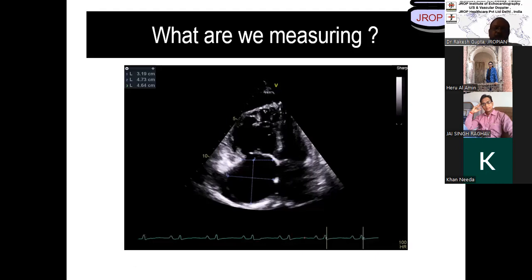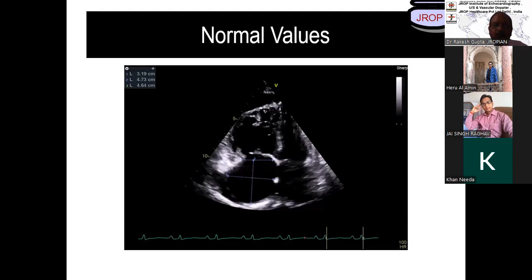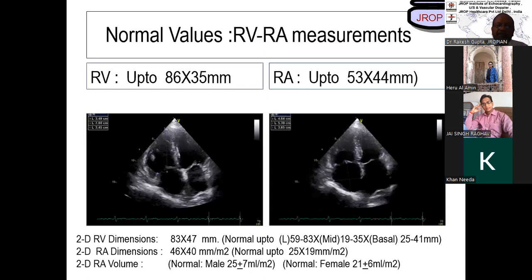Dilated, sir. And what is the maximum size for dilated? Do you remember the size? RA dimensions are 46 into 40 millimeters per meter square area. This is the only right ventricular segment where we do indexed RA dimensions, long axis and short axis. So this was 46 into 40 millimeters. No, I'm sorry, this is wrong, written over here. The absolutes are this, but the normal is only 25 to 19.